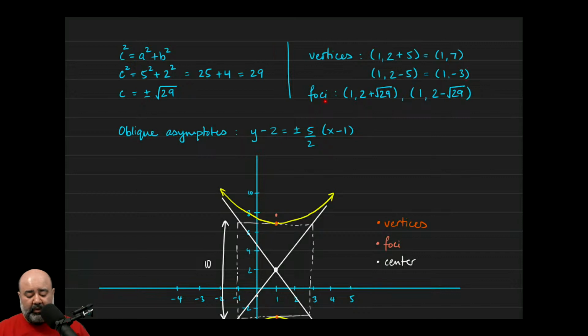For the foci, we do the exact same thing. We take the y-coordinate, add root 29 or c to it, and then we subtract root 29 or c from it.